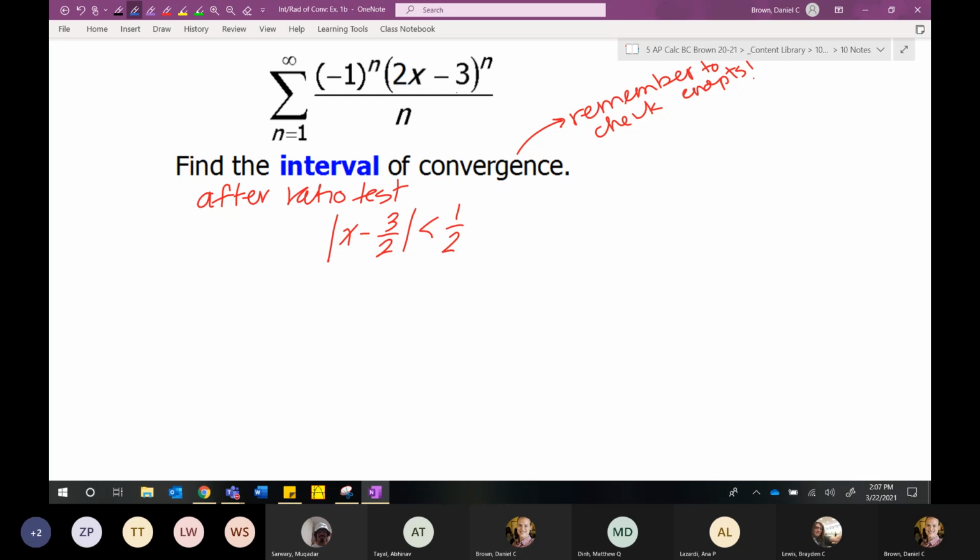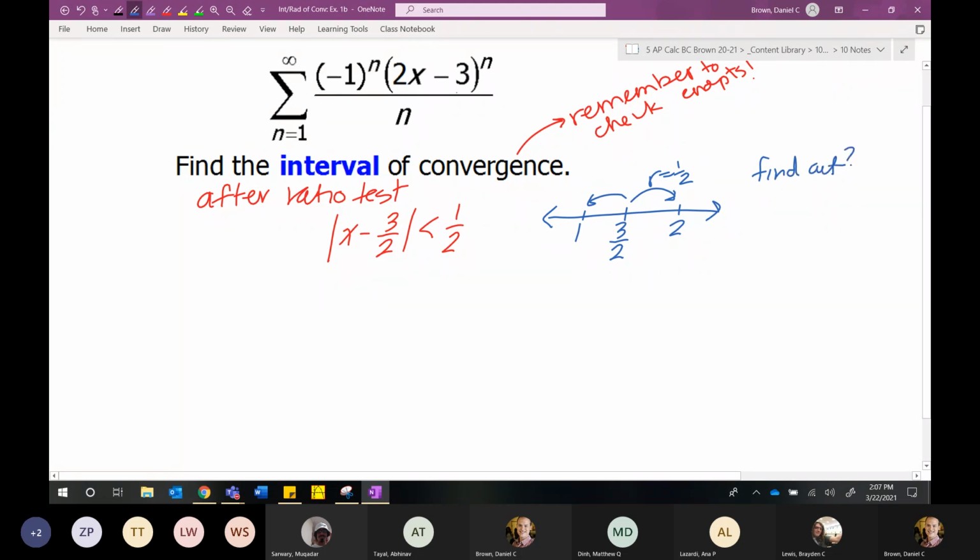Here's what's kind of going on in my head. Whether you draw it down or not is up to you. This power series is centered at 3 halves. We know that the radius of convergence for this is 1 half. So if I go up and down by 1 half, 3 halves plus 1 half is 4 halves, which is 2. 3 halves minus 1 half is 2 halves, which is 1.